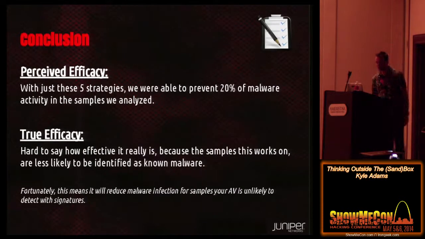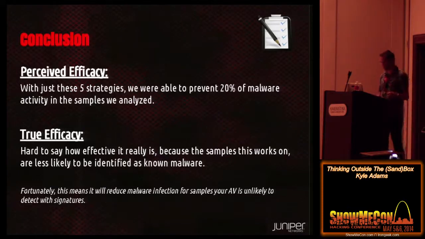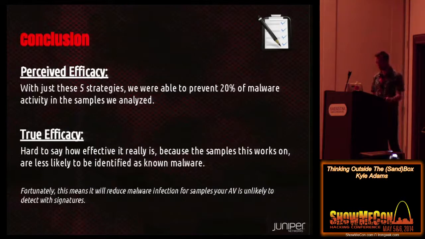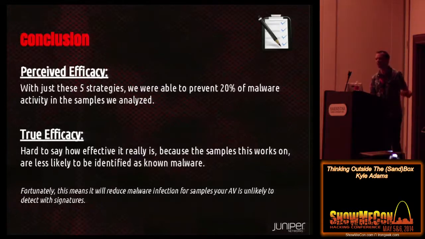And the perceived efficacy is that with just those 5 strategies that I covered, we were able to see a 20% drop in successful malware installation. So basically, 20% of the samples we were even able to detect in the first place, and there's probably a lot more, didn't work. So the real efficacy is hard to say, but it's 20% or better, probably quite a bit better. And the benefit is that these are the samples your AV is the most unlikely to catch. So this is adding extra protection incremental to what your AV is already giving you.